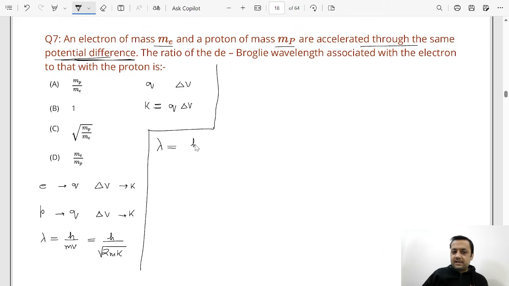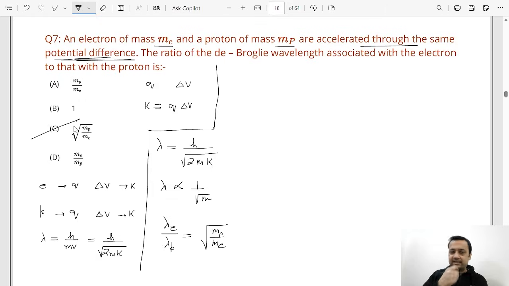So this becomes under root twice into mass into kinetic energy, and since both have the same kinetic energy, lambda will be proportional to 1 by under root m. That means lambda of electron to lambda of proton will be the inverse ratio of mass of proton to mass of electron (under root). Okay, so option C will be the correct answer for this question.